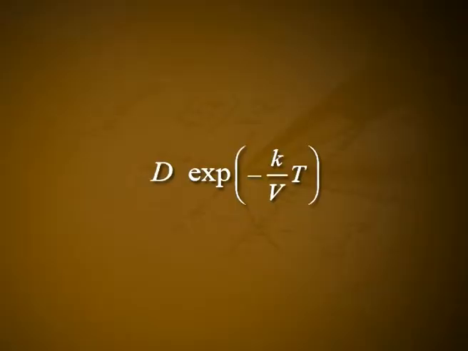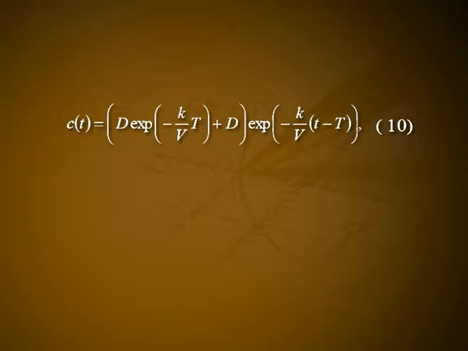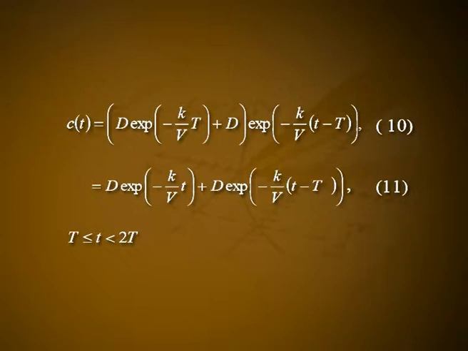At time T, the residue of the first dose is D e raised to minus k/V T, and now another dose D is given, so that we get C(t) is equal to D e raised to minus k/V t plus D e raised to minus k/V (t minus T), which is equal to D e raised to minus k/V t plus D e raised to minus k/V (t minus T), that is, T is less than or equal to t less than 2T.